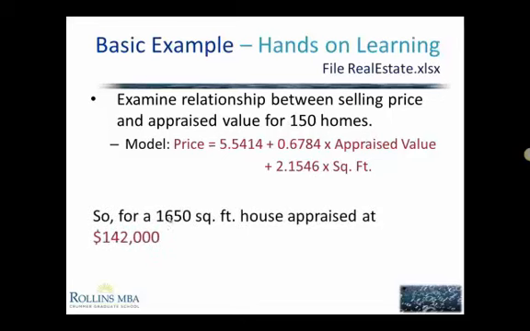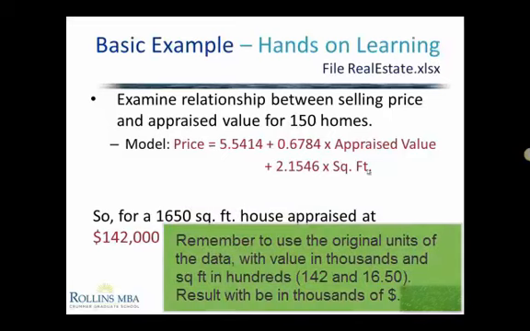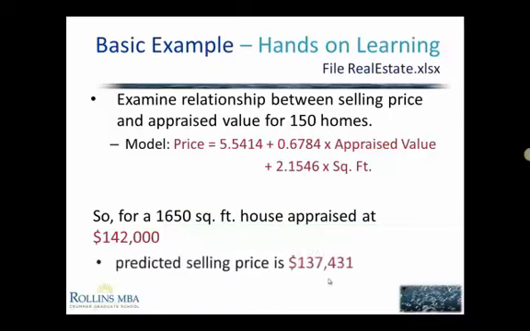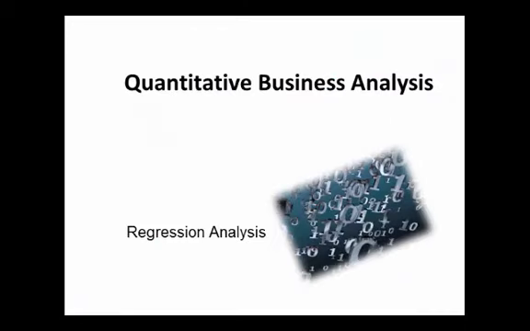So if we had a house that was 1,650 square feet and it appraised at $142,000, we would simply plug those numbers in for the square footage and the appraised value respectively, and we would end up with a selling price that was predicted at $137,431. And again, we can apply our plus or minus based on our standard error of estimate. All right, so that's a brief example on multiple regression.